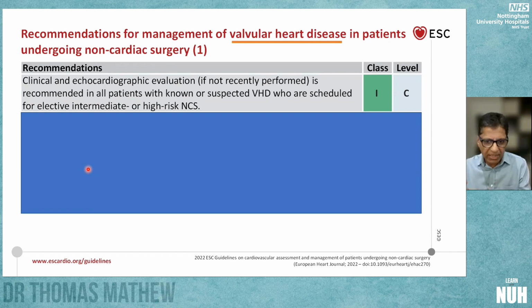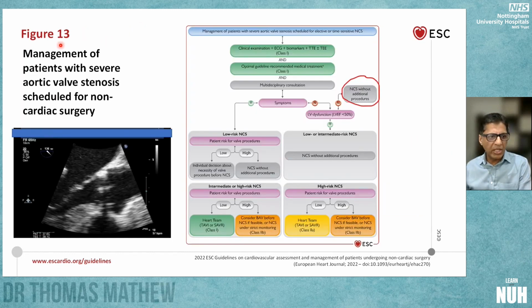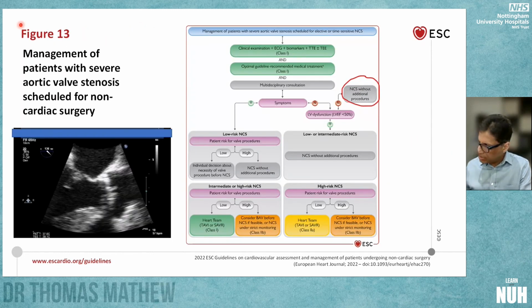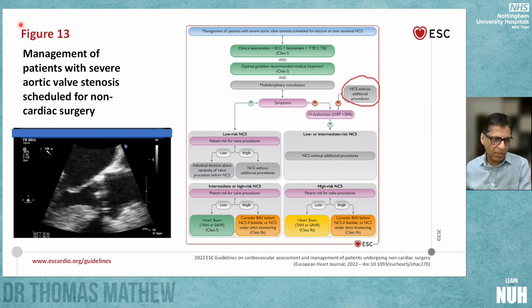If they have severe disease, it's very unlikely they wouldn't have had an echocardiogram within the last 2 years, but probably it would be worthwhile having a repeat echocardiogram. So it's only recommended actually for new cases. Mild or moderate disease, they shouldn't be having an echocardiogram if one has been done within the last 2 years. Going on to the specific valve conditions: aortic stenosis, mild and moderate aortic stenosis, they can proceed to surgery without any further assessment.